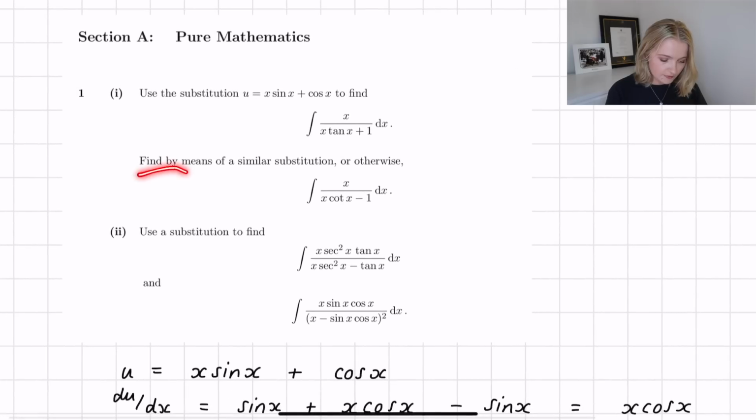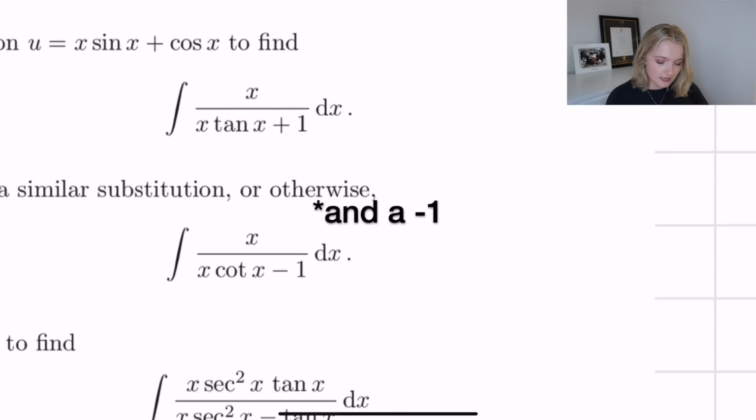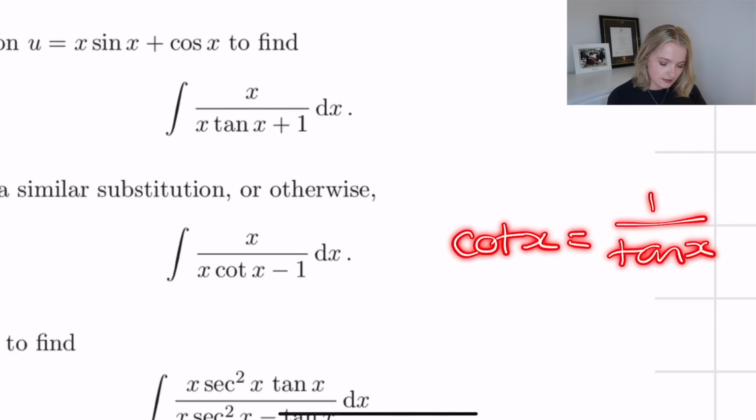So let's look at the second part of the question. Now it says, find by means of similar substitution or otherwise, and we're asked to find this integral. We can see that this integral here and this integral here are very similar. All it is that we have a tan x here, but we have a cot x here. And obviously we know that cot x is 1 over tan x.